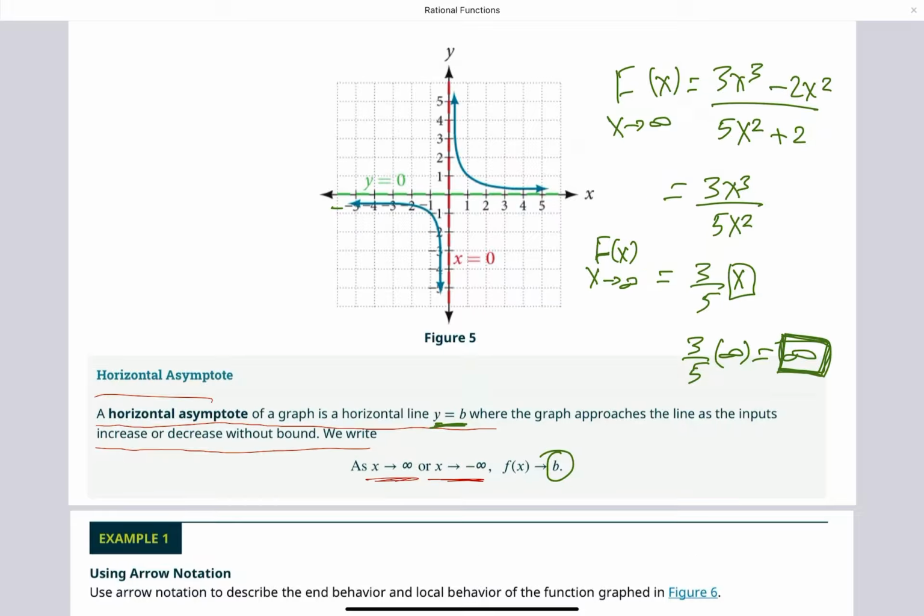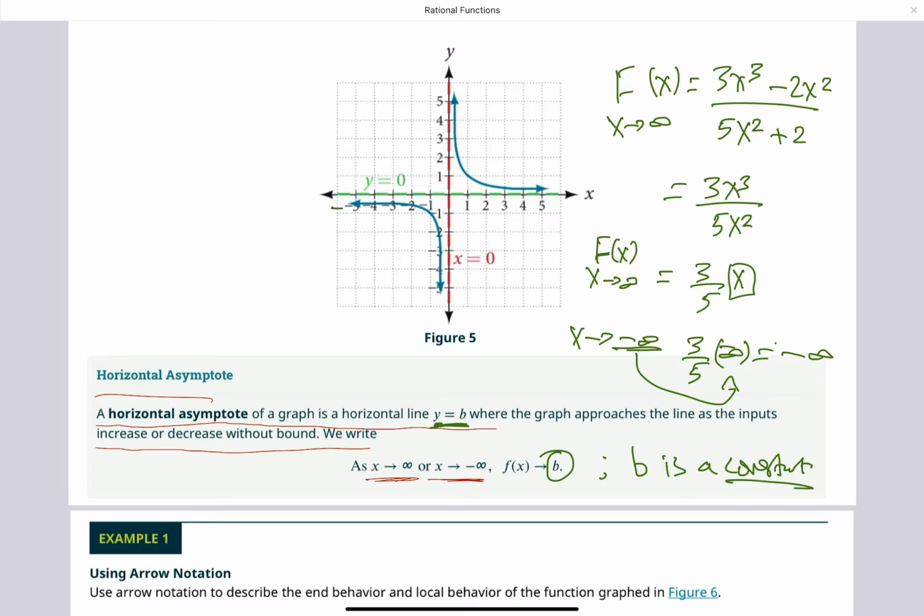B is a constant, right? They should have written that down, but B is a constant. I don't see any constant going on. So I get infinity, and if I plug in negative infinity, I'm getting negative infinity. What does that tell us? It basically means there is no horizontal asymptote.